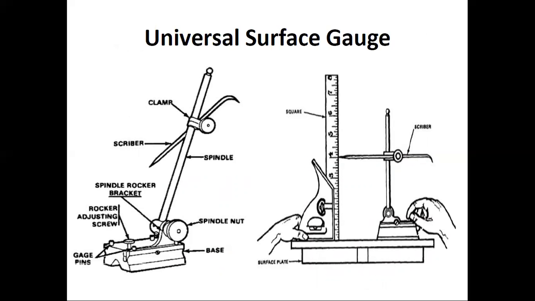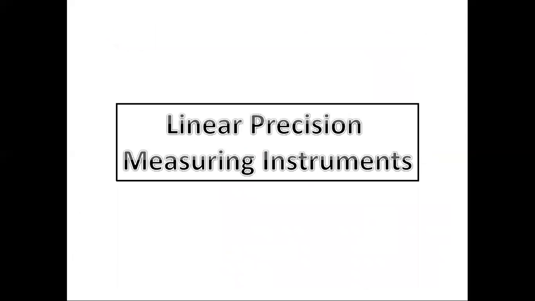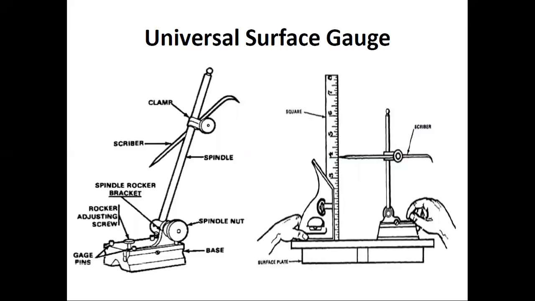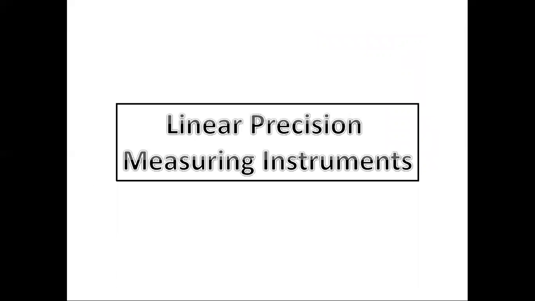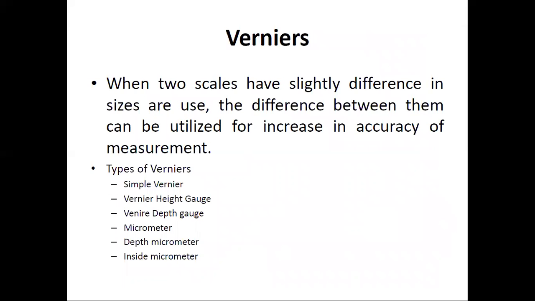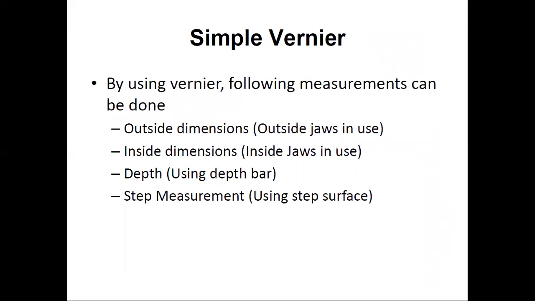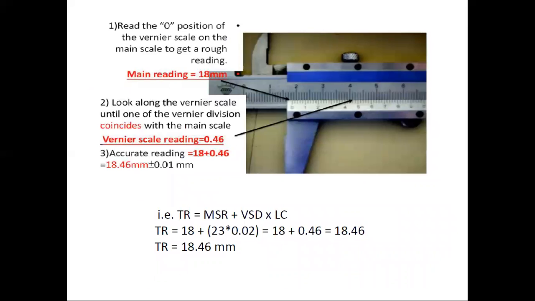So this is all about your non-precision measuring instruments. In the next step, we will see what the linear precision measuring instruments are, about verniers and your micrometers.